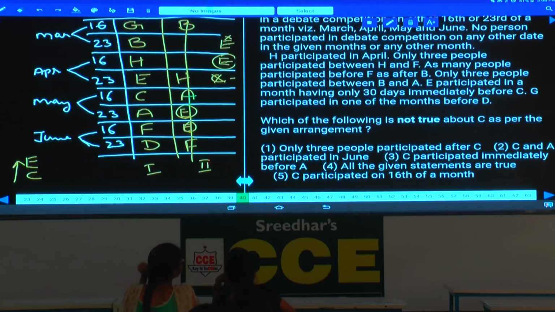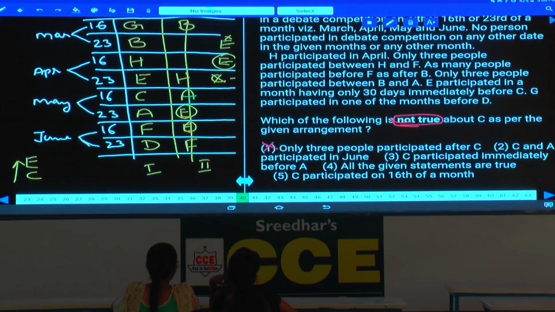Then question number 40. Which of the following is not true? Not true means the question is about definitely false. Which among the following is definitely false about C as per the given information? Only 3 people participated after C. True or false? Definitely true. Now the question is about not true. Hence this is definitely true, so choice 1 cannot be your answer.